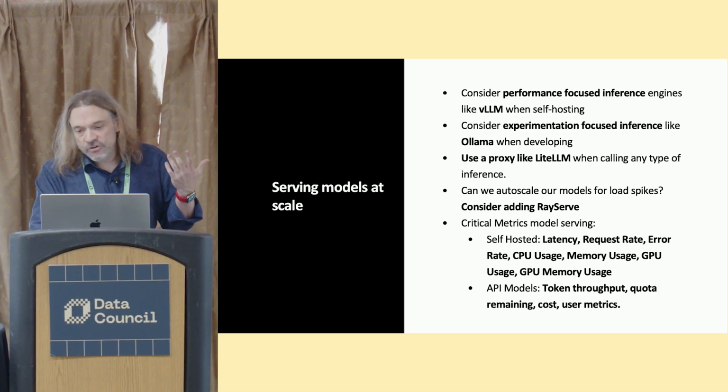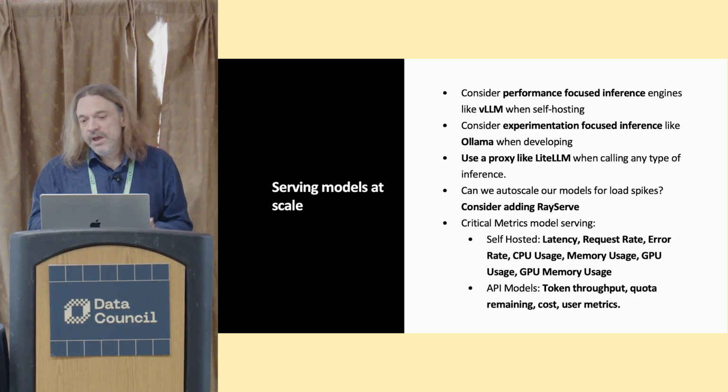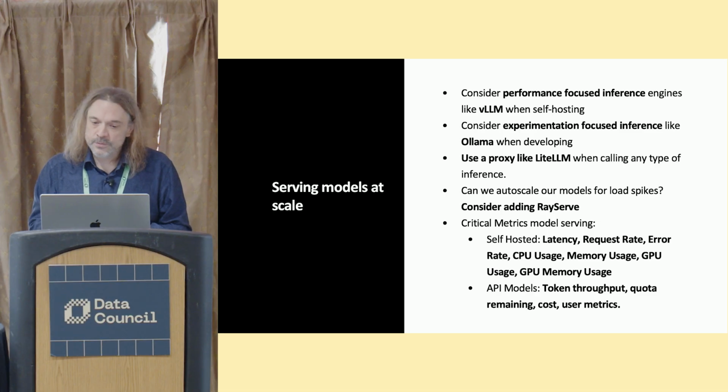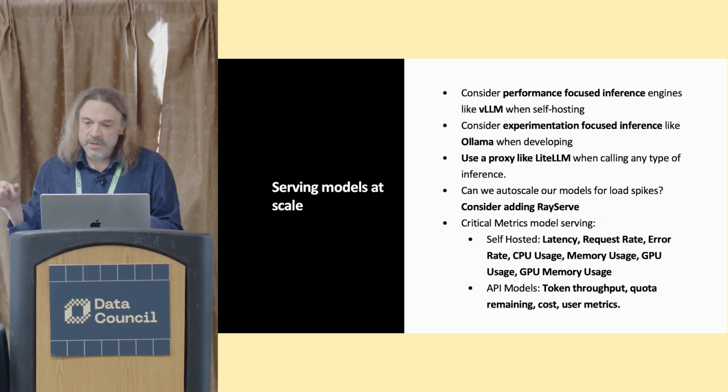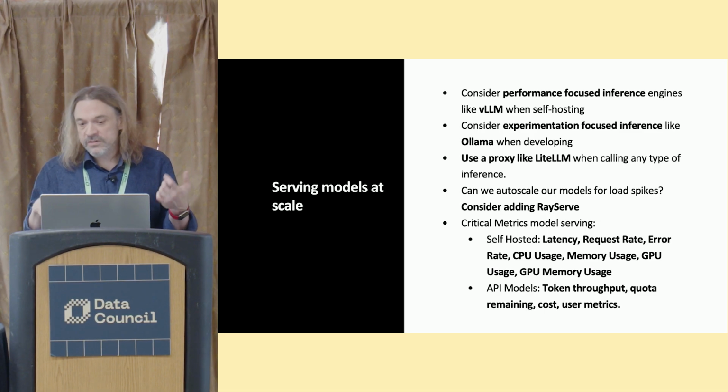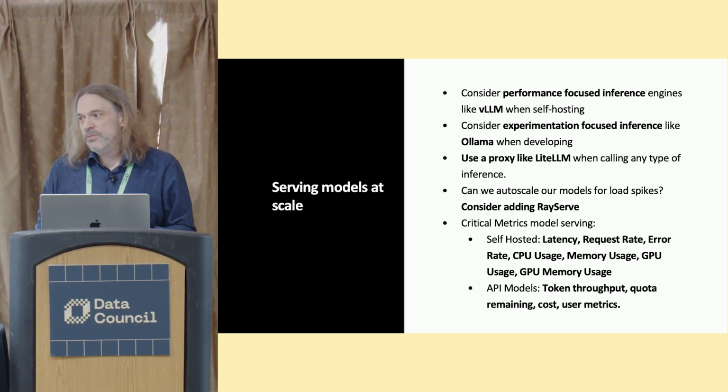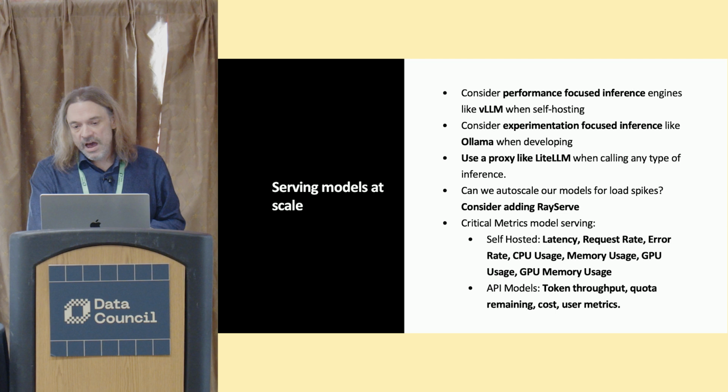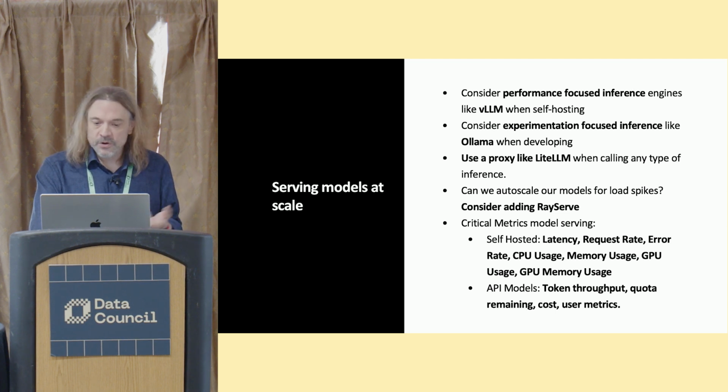Model metrics that you should really be paying attention to if you're self-hosting: latency, request rate, error rate, CPU usage, memory usage, GPU usage, and the most important, GPU memory usage. That's the one that's going to bite you most of the time. For API models: token throughput, quota remaining, cost, user metrics.